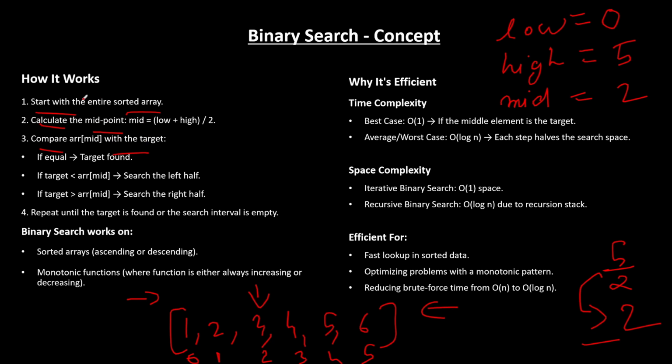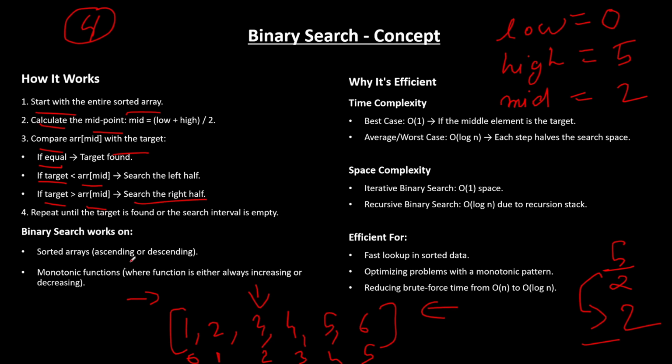Now the thing is, we compare the mid with the target. Suppose we use binary search to find a target value. Okay, the target value here is 4. But you are standing at 3, right? Because you got the mid index as 2. Array of mid, which is array of 2, has the value 3, correct? But we were searching for 4. The target was 4. Now you can see that the target value is greater than the mid value. So you will search the right half.